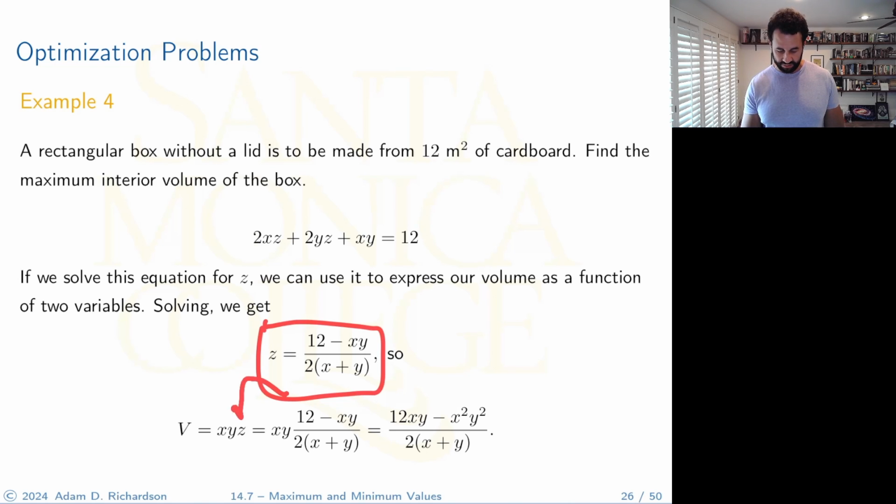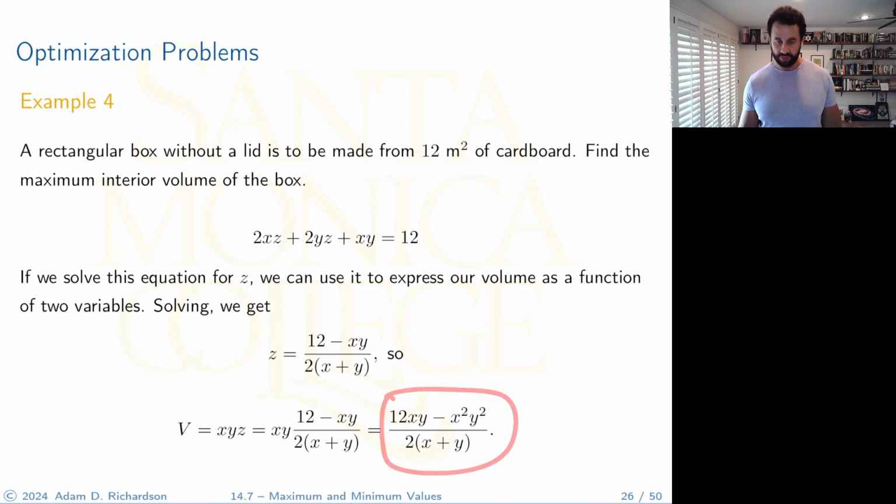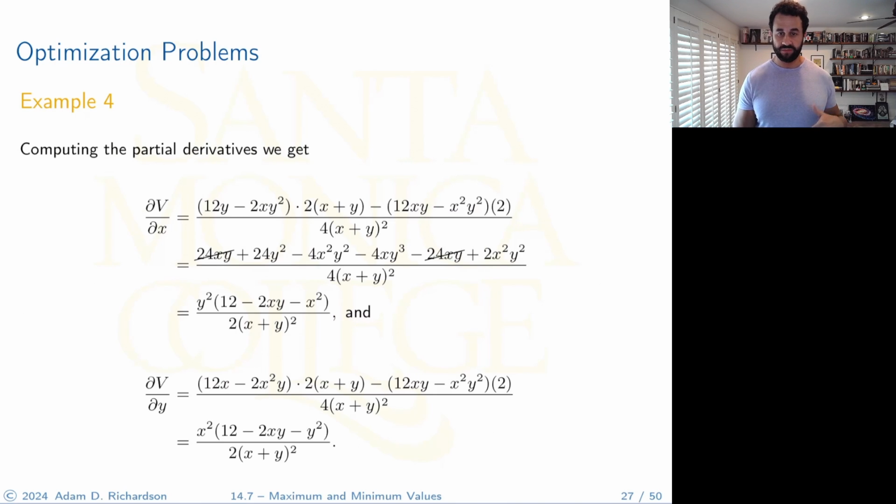Now take this and plug it in for z in our volume formula, and then simplify, combine like terms, etc., and you get this. So now we have a volume formula that is only in terms of x and y. And this volume formula also incorporates our constraint already. So that constraint is built into this function. Now we're going to do partial derivatives. So partial derivative with respect to x, you're going to use the good old quotient rule.